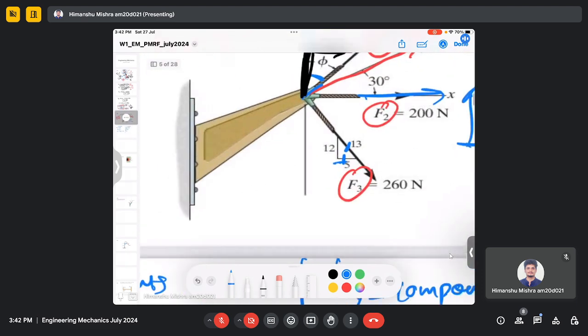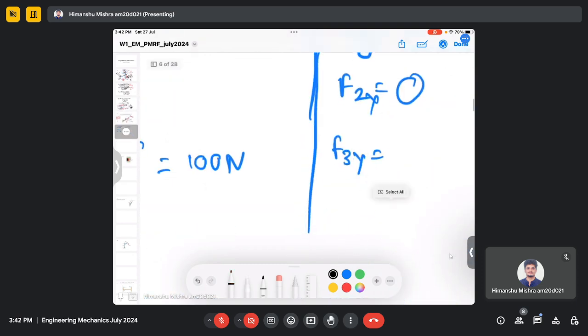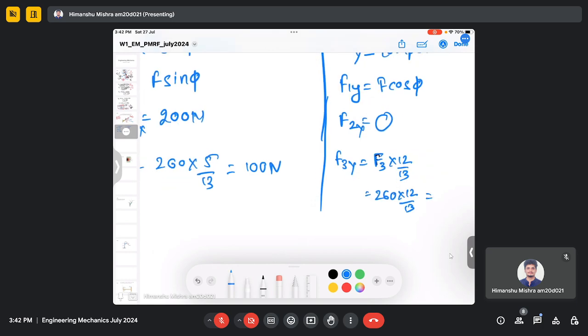Now in order to calculate F3y, you need to consider this side, the y-axis, and this side. By using the law of trigonometry, the ratio of this to this will be F3 times 12 by 13, which is 260 times 12 by 13. So it will be 240 Newton.